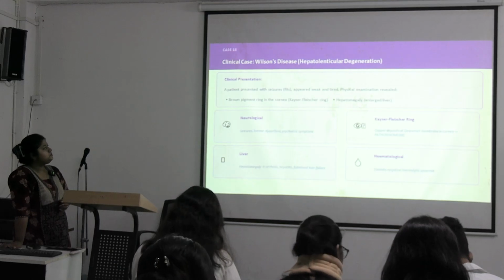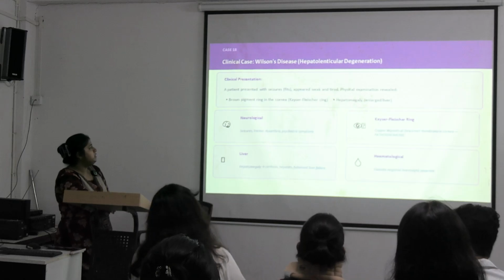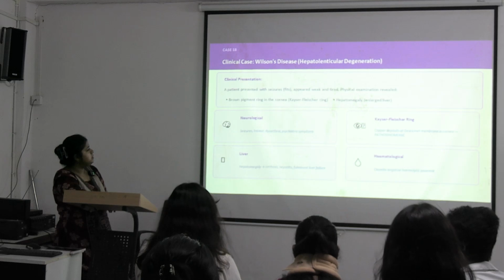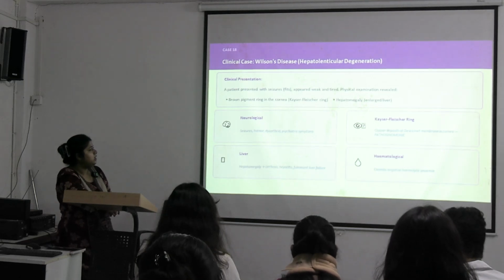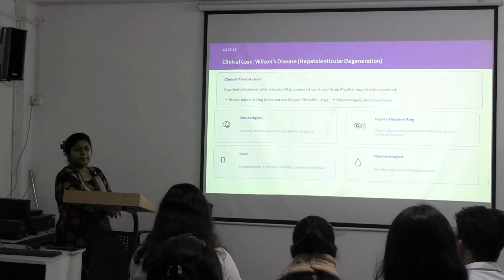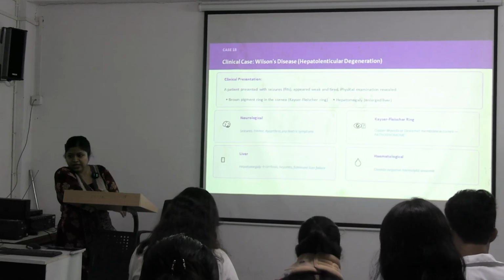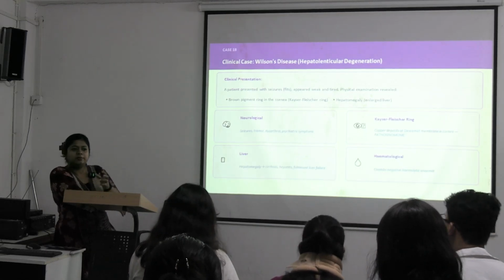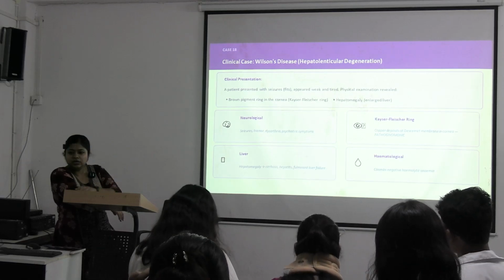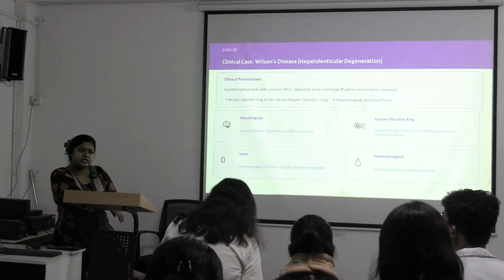Here a clinical case is presented. A patient presented with seizure, appeared weak and tired. Physical examination revealed a brown pigment ring in the cornea and hepatomegaly. Simple features are given. But what happens? When there is a defect in the ATPase, it leads to accumulation of copper in the liver, and backflow into the systemic circulation. It goes to all the organs and is deposited there.